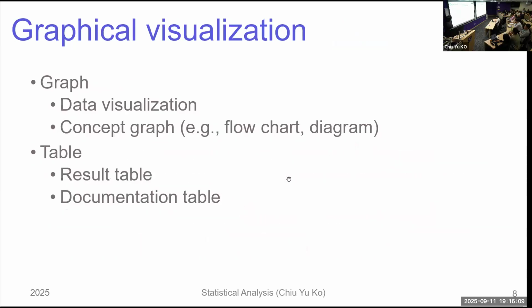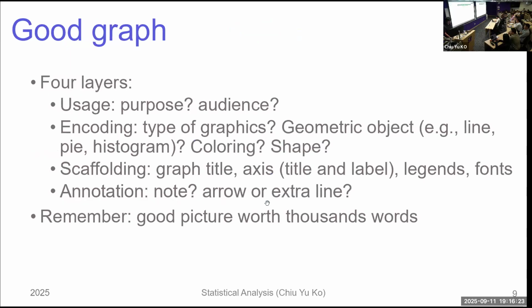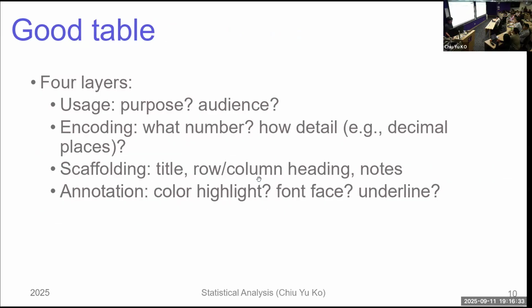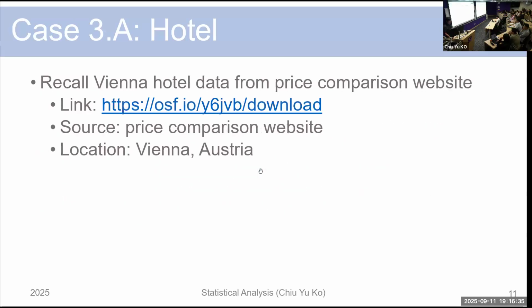The graphics have two things, either a graph or a table. You may think the graph is dominating, but sometimes a table is also very useful. And there are some guidelines on how to have a good graph and good table. I guess this is immediately clear, so I'm not going to go into details. Instead, I want to go to Python directly. That would be more fun because that is something we want.